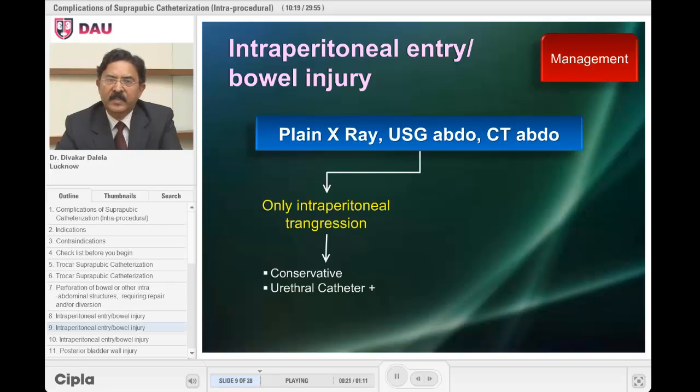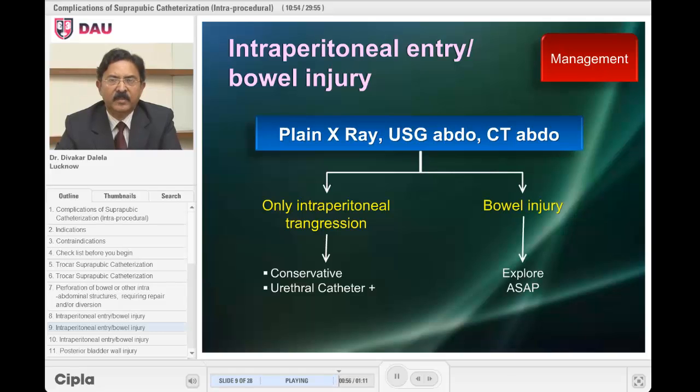And then, if it is only intraperitoneal transgression of your catheter and no injury to bowel, the pain in the lower abdomen was due to a small amount of urine leakage in the peritoneal cavity by the side of the catheter, then you can be conservative in your management, and maybe if you have access, you place a urethral catheter in addition to the suprapubic catheter, then that's all you have to do. Along with this, surely you'll have to give conservative treatment, antibiotics and analgesics.